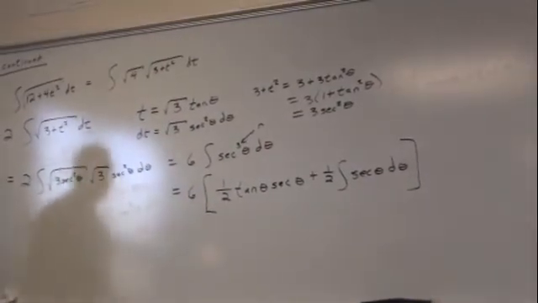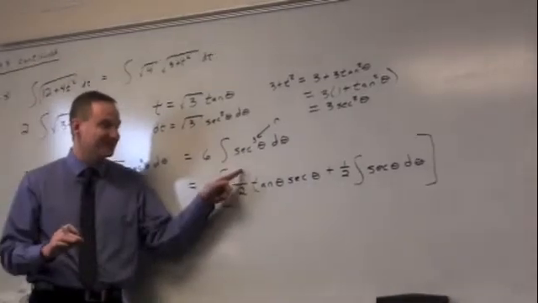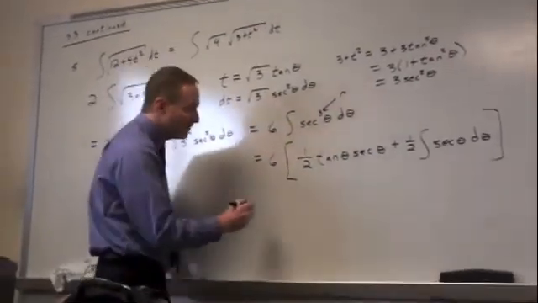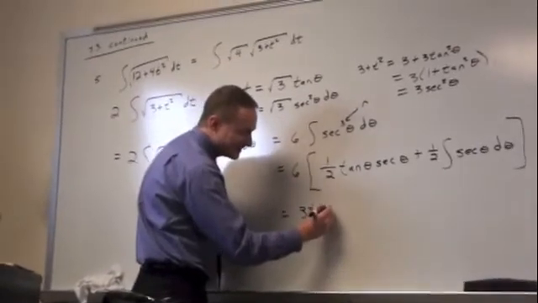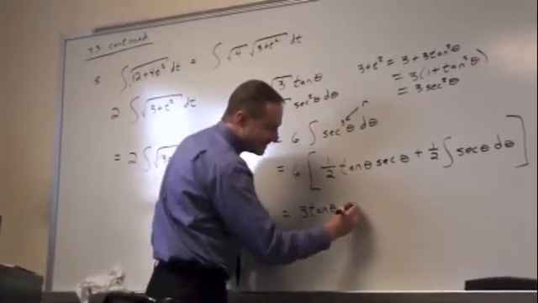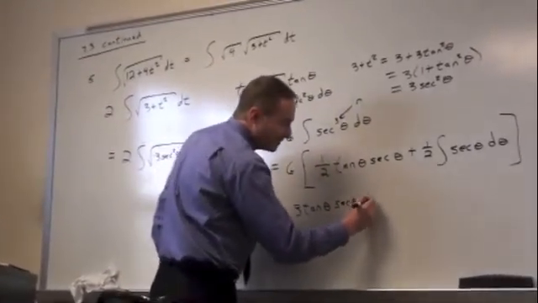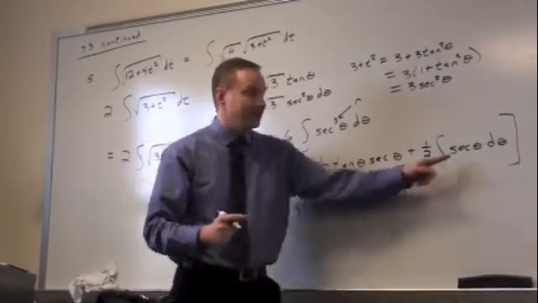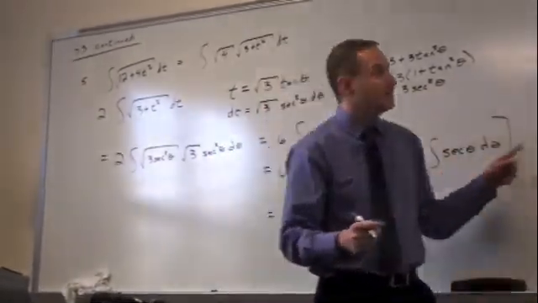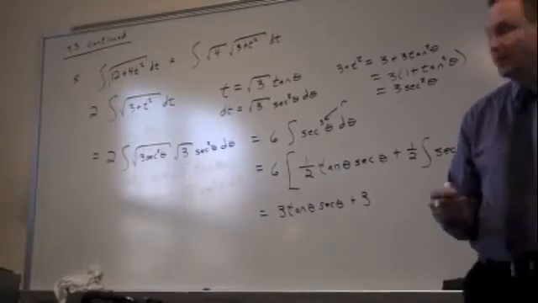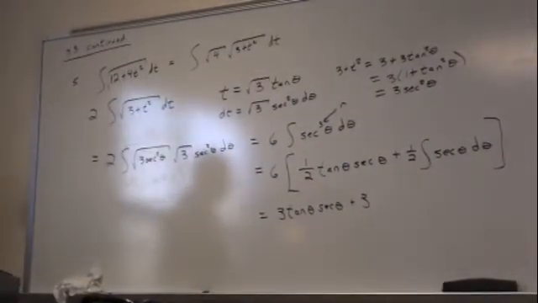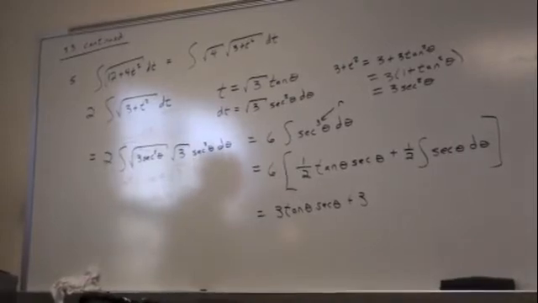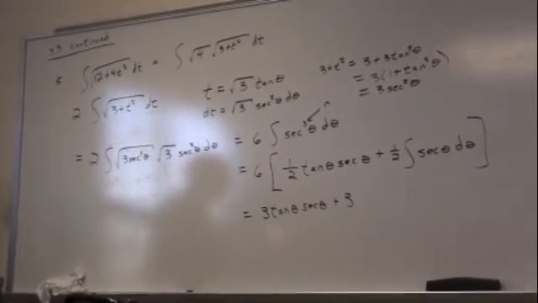But now, notice I could go ahead and distribute this 6 through here and say, I know my answer is going to be 3 tangent theta secant theta plus 3. The integral of secant theta is the natural log of secant theta plus tangent theta, which I would have to provide that one too. Darn it. So there's going to be more work for you.